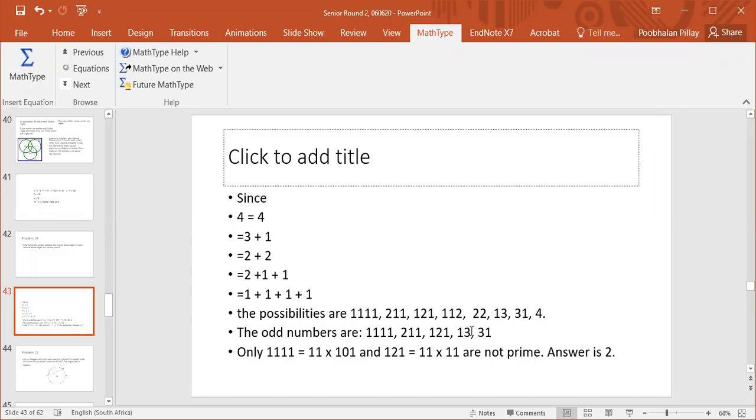13, you all know is a prime number. And 31, you all know is a prime number. So there are only 2 candidates, 11, 11, and 1, 2, 1, which fit the bill, and the answer is 2. The only question now is, how do you know that 211 is a prime number? You have to check this thing out, and to check it out, you have to try to factorize 211.